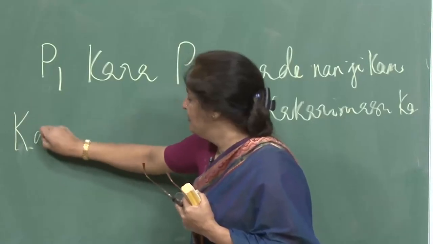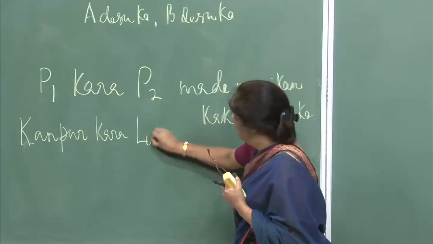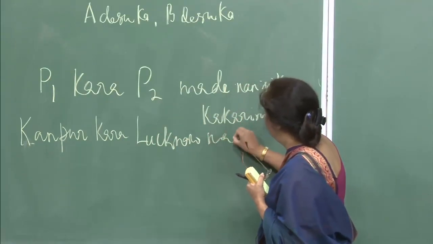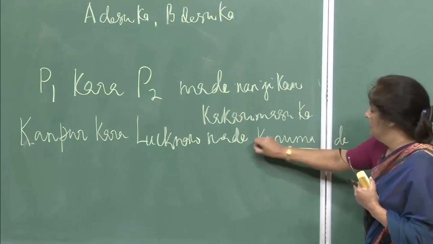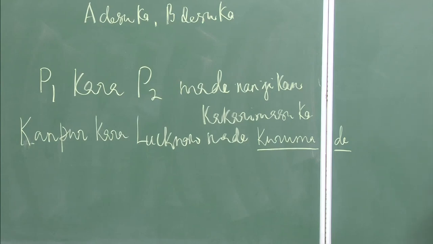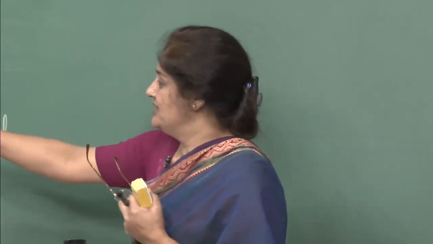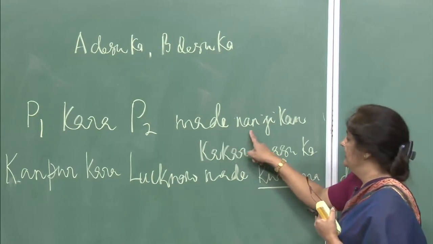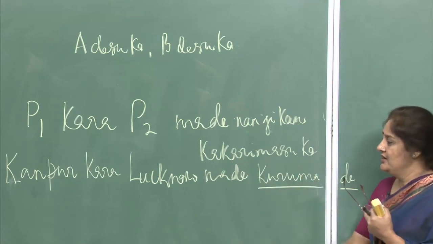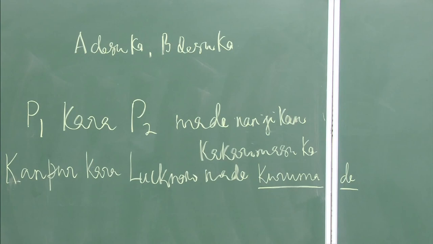So, for example, Kanpur kara, place 2 made, Lucknow made, kuruma. We have done de, if you remember in our previous lesson, kuruma de, hikoki de, fune de, by some mode of transport. So, place 1 kara, place 2 made, whatever mode of transport de, nanji kan kakarimasu ka? How long does it take from place 1 to place 2 to go by this mode of transport? Let us see what it is.